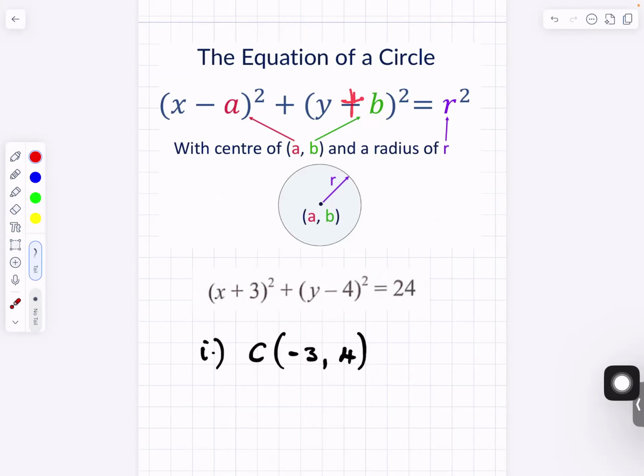If this was plus, you will swap the signs to minus. So for this one, it's plus 3. We swap the sign to minus 3. And this is minus 4. We just write 4. So the center is minus 3, 4.